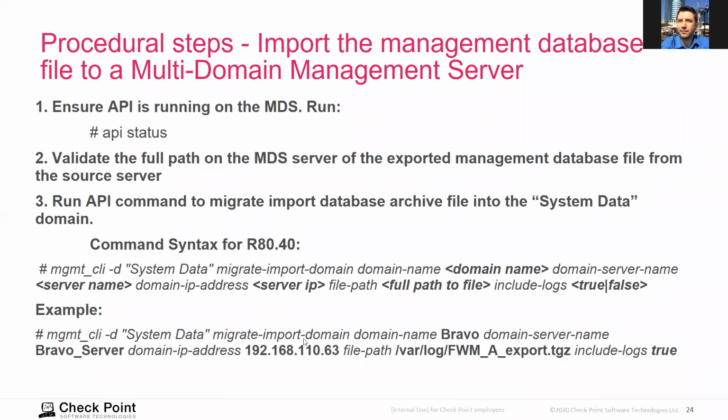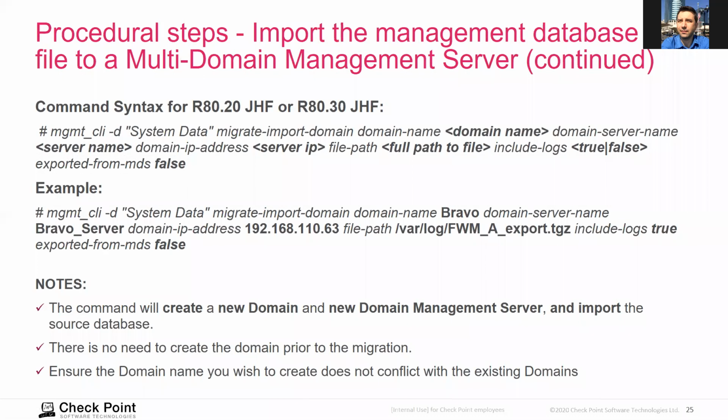Again, using the migrate import domain API command, followed by the domain name, followed by the name of the domain management server, that's the CMA name, and then the IP address, and then the file location, and whether we want to import with the logs or not. For R80.20 and R80.30 jumbos, there is an extra parameter, exported from MDS. We have to set it to false.